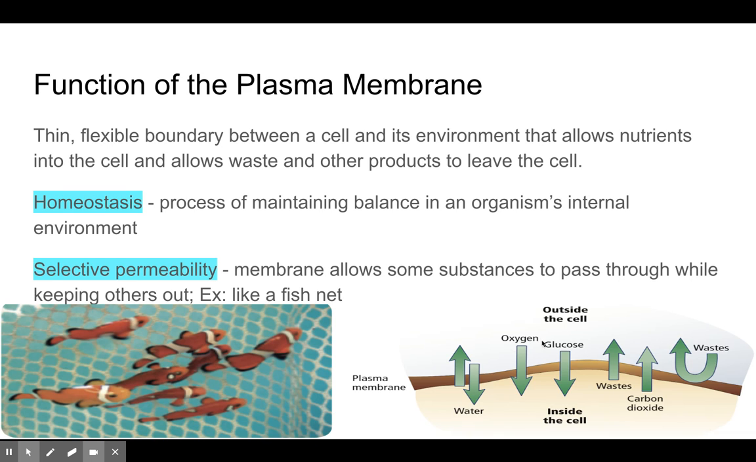So this is a picture. This is the outside of the cell. This is the inside of the cell. And this brown line is the plasma membrane. So you can see here that it allows oxygen to come in and it allows water to come in, allows glucose to come in, but then it excretes, it gets rid of water, wastes, carbon dioxide. And then here, waste, it doesn't allow more waste to come in.